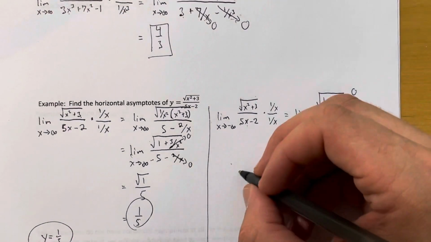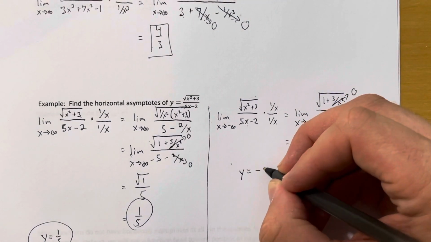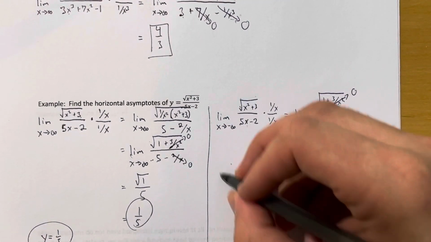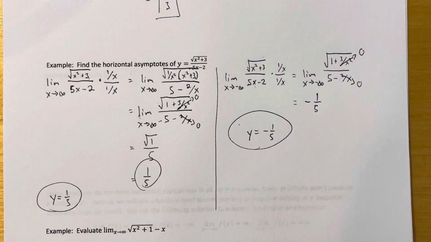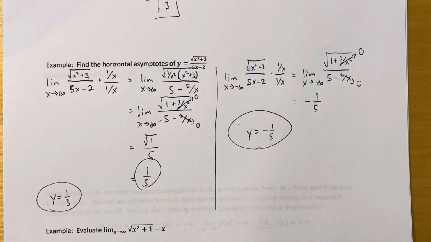And that tells me that my other asymptote is y equals negative 1/5. And again, I would recommend graphing your function to see that we get both of these asymptotes in your answer. Okay, I'll move on to this next example in the next video.